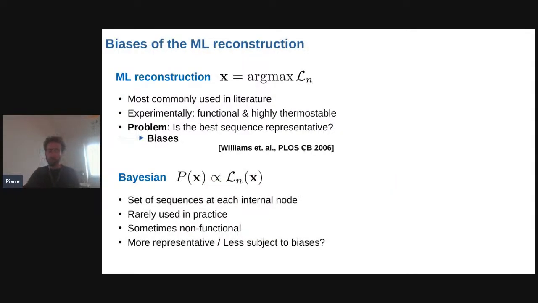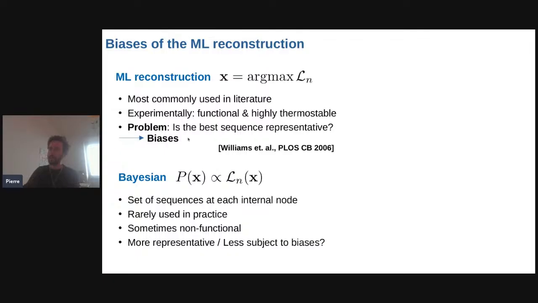Another thing that I want to talk to you about is the biases of the maximum likelihood reconstruction. So far, most of what I've shown is to just take the sequence at each internal node that maximizes the likelihood, so you take each amino acid that maximizes the likelihood. This is the method that's most commonly used in the literature. And experimentally, there are many papers where people have tested this. The sequences that you reconstruct this way typically are functional and often highly thermostable, more thermostable than the present-day proteins.